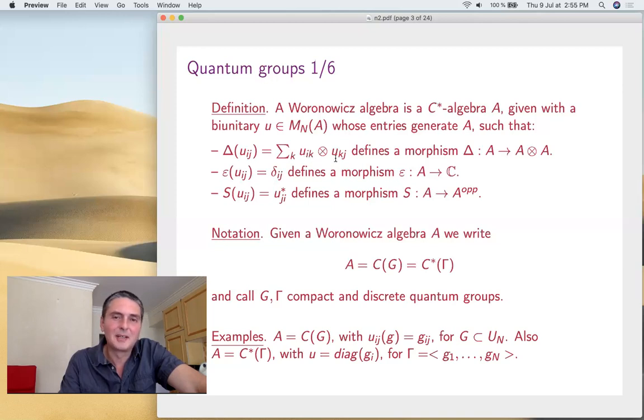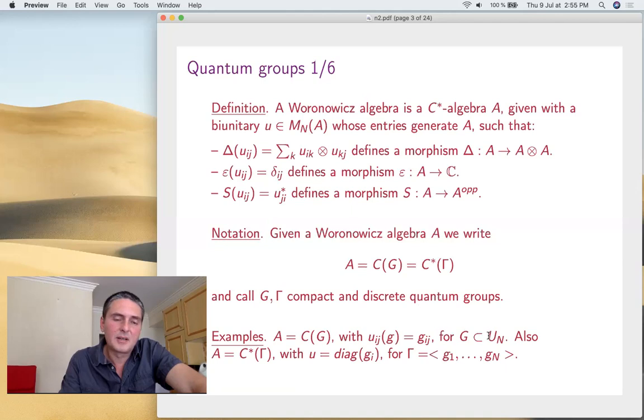U V ij is the sum of u ik v kj. That's where delta comes from. Same for epsilon. I mean, we have the identity here, of course. And the inverse of the unitary matrices is just the adjoint. So you transpose, you put a bar. So that's what we're doing with the antipode here.